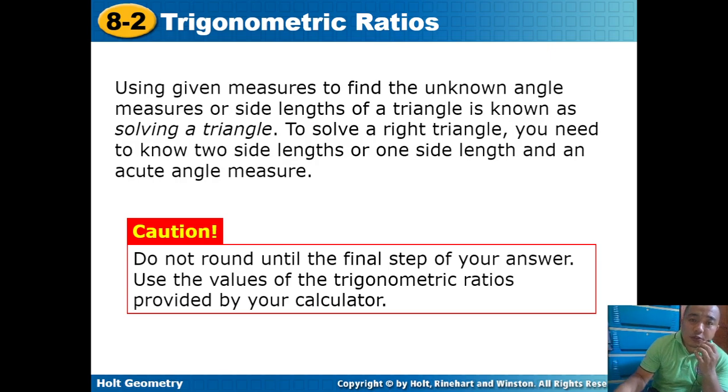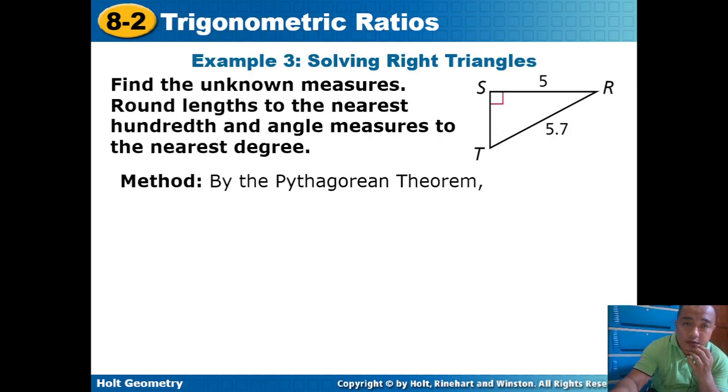Using given measures to find the unknown angle measures or side lengths of a triangle is known as solving a triangle. To solve a triangle, you need to know two side lengths or one side length and an acute angle measure. Caution: do not round until the final step of your answer. Use the values of the trigonometric ratios provided by your calculator. Example: find the unknown measures, round lengths to the nearest hundredth, and angle measures to the nearest degree.